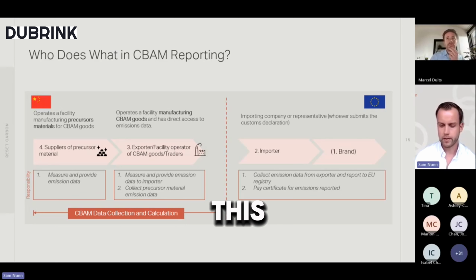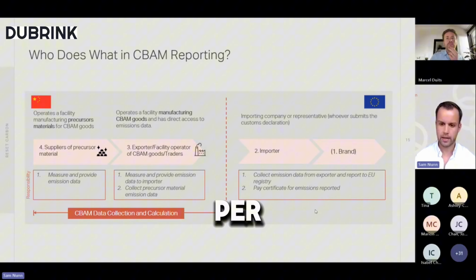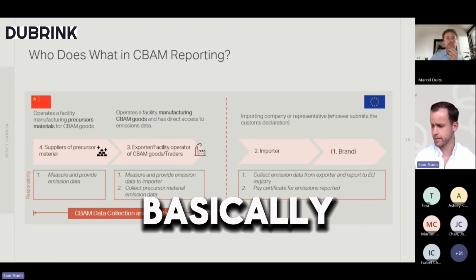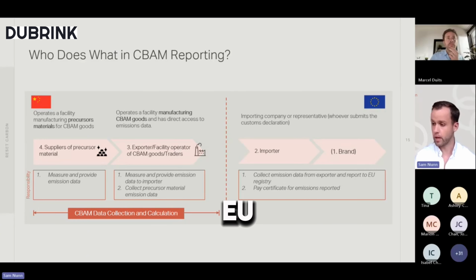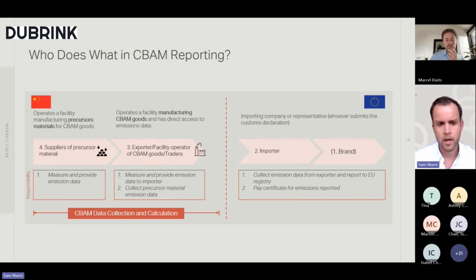Now, under CBAM, what this person needs to do is collect emissions data from the exporter in China or wherever else outside the EU, and they need to report this emissions data to the EU registry. What they'll also need to do following 2027 is pay a certificate for the emissions reporting. Right? So per ton of emissions that you report, you will have to pay an amount for that. Okay, and this amount basically is going to be the difference between the EU carbon price over the last 3 months and the carbon price in whatever country of origin that the goods came from.